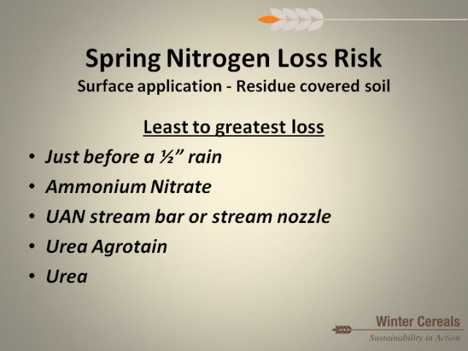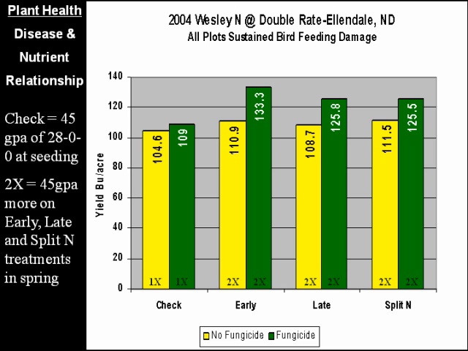The other item that is best is ammonium nitrate. You can still access that in the States, but it takes some paperwork to get it done because of its explosive nature, with it being used for bombs and stuff. The next alternative, if you don't have ammonium nitrate, would be UAN with a stream bar or a stream nozzle, then urea with Agrotain, and then urea. And then if you wanted to add the UAN back into the mixture, it would actually be after that, with a broadcast flat fan nozzle. So those are some of the things you can consider when you're looking at loss.